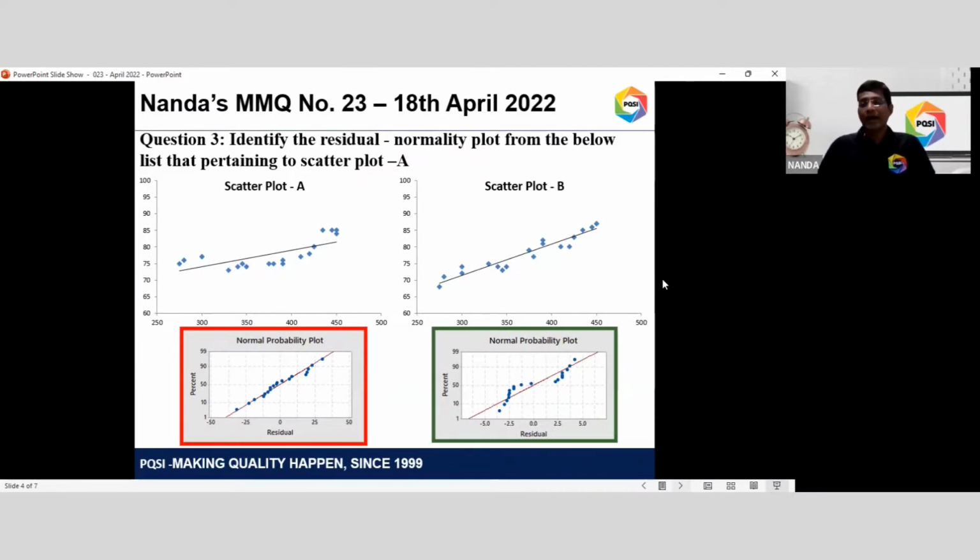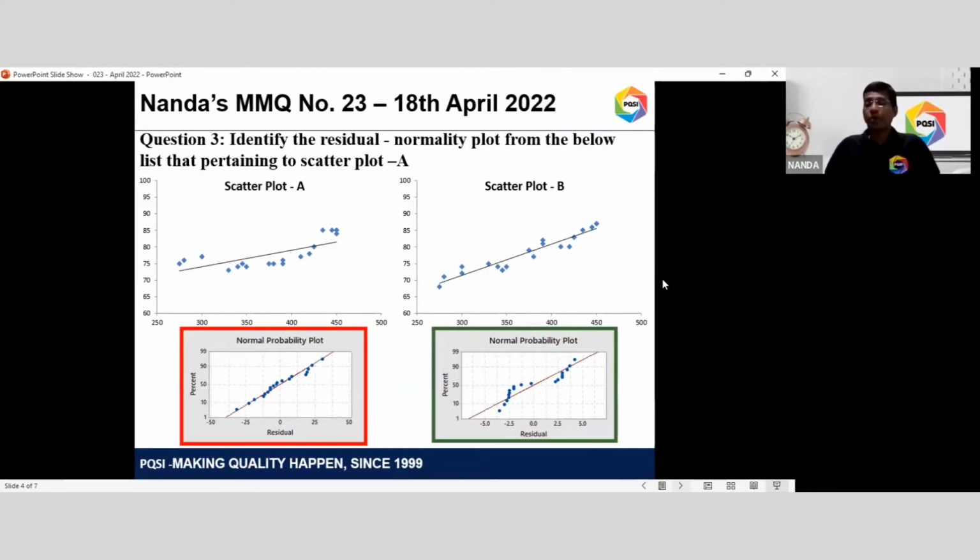Now, here what we have done is we're showing you the normal probability plots of these two scatter plots. Okay, so A and B. Two scatter plots and their respective normal probability plots. The output that we got from Minitab is available on the screen. So the question to you is, look at the scatter plot, look at the normal probability plot, and then answer this question. Identify the residual normality plot from the below list.